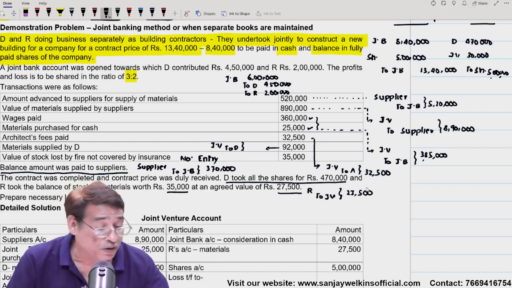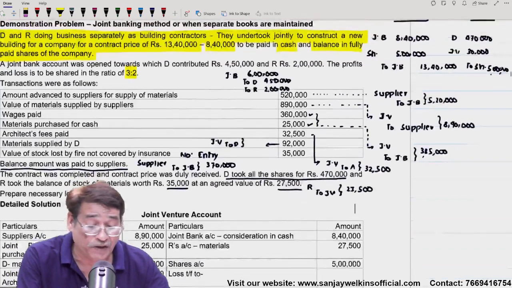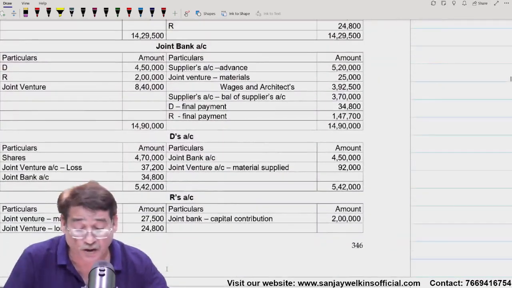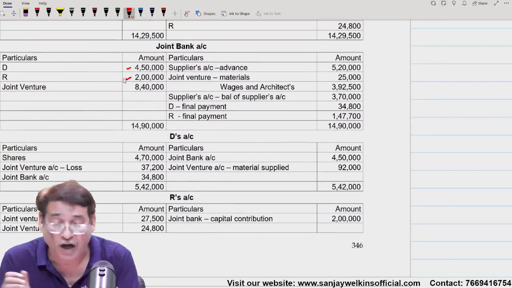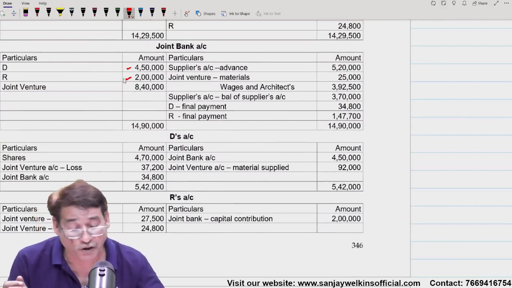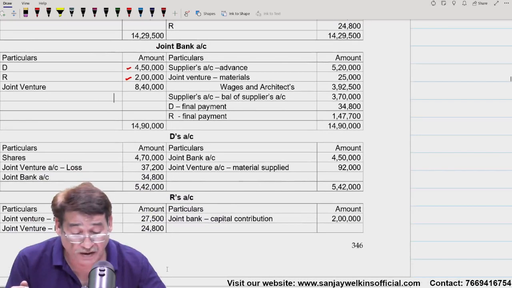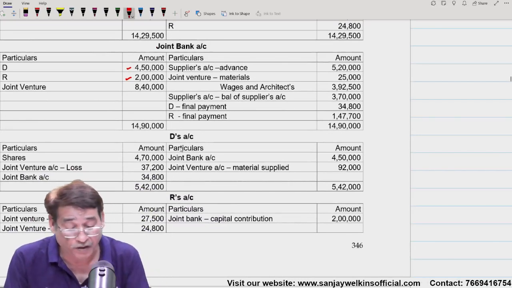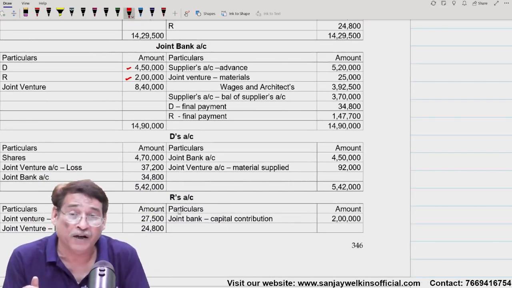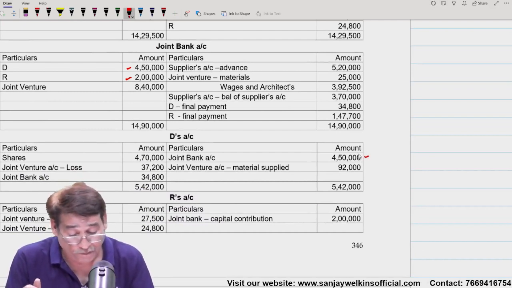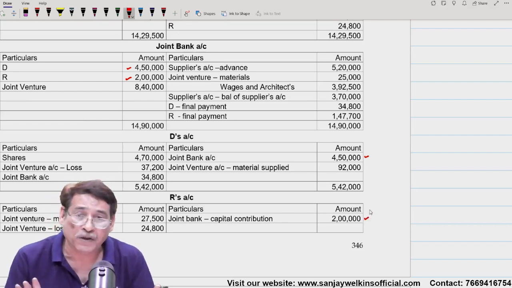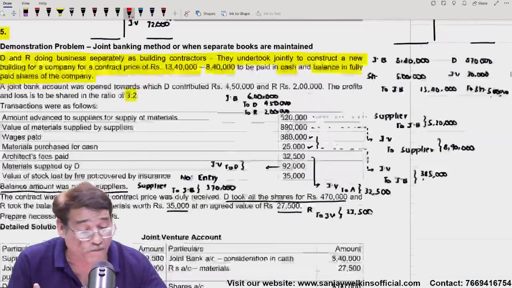Now suppose our first entry is with respect to contribution. So in the joint bank account, I will write to D 4,50,000 and to R 2 lakh. This is the amount which they contributed. In D's account, in fact, I have prepared D's account and R's account separately. In D's account, I will write here 4 lakh 50, and in R's account, I will write here by joint bank 2 lakh rupees. Correct? This is the first entry which we have posted.